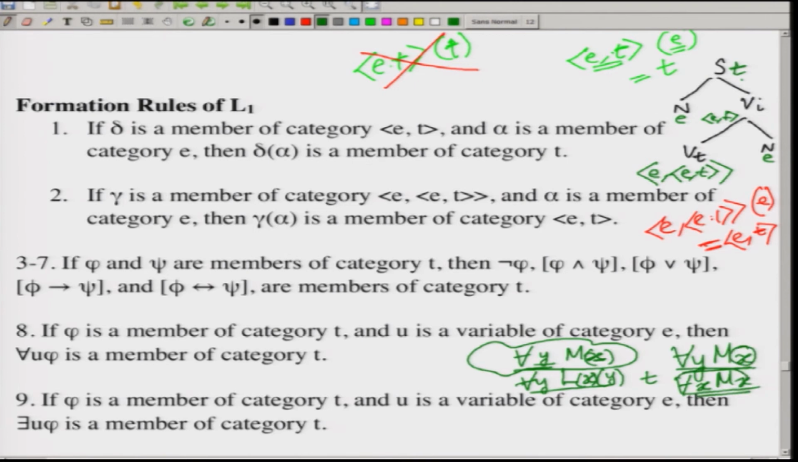But here, because there is one free variable in the whole construction, it is not a statement. We need to revisit whatever we have seen so far through this language.